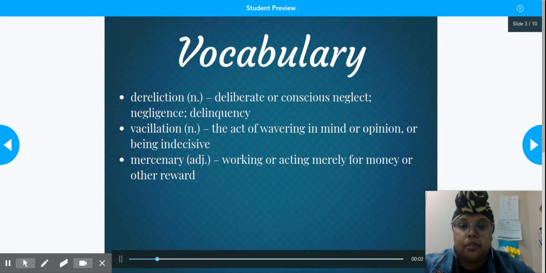Our vocabulary for today's reading includes dereliction, deliberate or conscious neglect, negligence, delinquency; vacillation, the act of wavering in mind or opinion or being indecisive; and mercenary, working or acting merely for money or other reward.